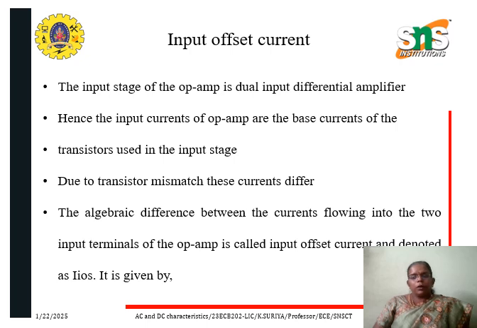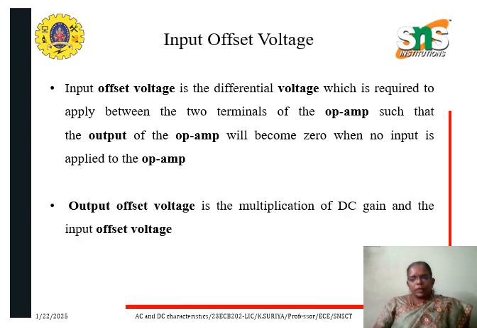Next one is the input offset current. The input stage of the op amp is a dual input differential amplifier. Hence the input currents of the op amp are the base currents of the transistors used in the input stage. Due to the transistor mismatch, these currents will differ. So the algebraic difference between the currents flowing into the two input terminals of the op amp is called the input offset current and it is denoted as IIOS and it is given by IIOS is equal to modulus of IB1 minus IB2.